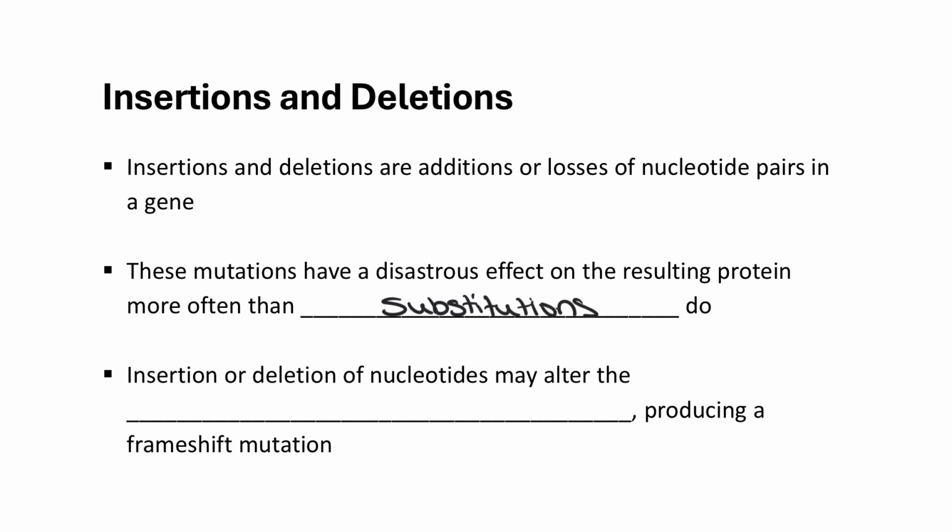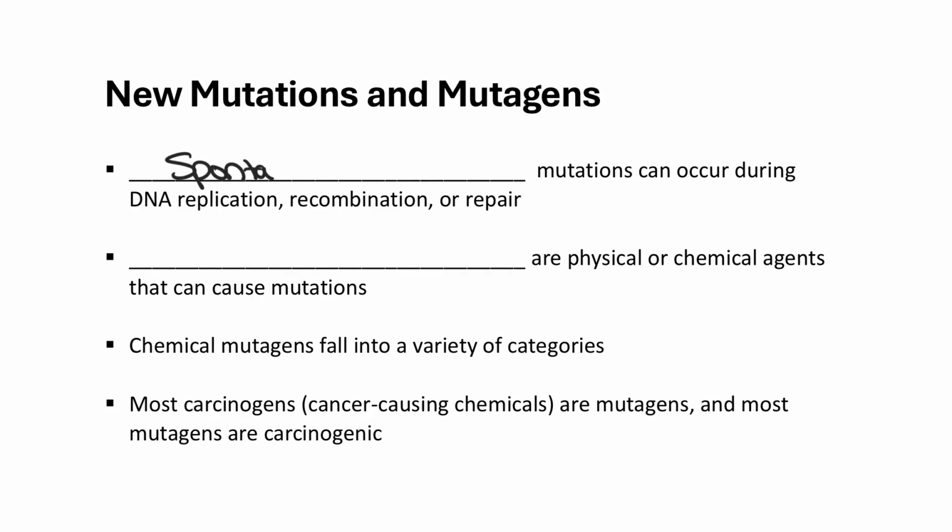Insertions or deletions of nucleotides may alter the reading frame. And remember, the reading frame is important, that the DNA and mRNA are read within the reading frame the way that it's supposed to be, because if the reading frame is altered, then it can produce a frame shift mutation, which changes the reading frame and would change the product. Spontaneous mutations can occur during DNA replication, recombination, or even DNA repair.